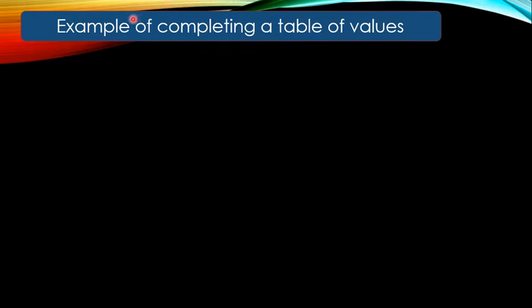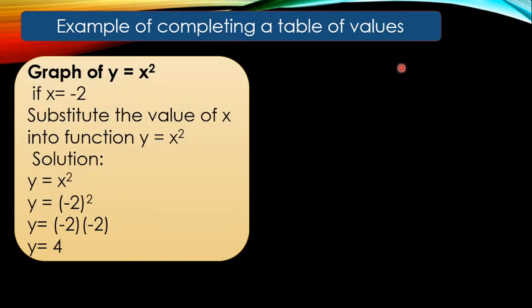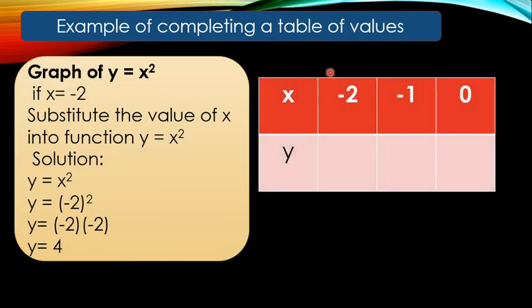Now here is an example on how to complete the table of values of a quadratic function given y is equal to x squared and this table. What if the value of x is negative 2? What will be the value of y? So here is the solution. You're just going to substitute this x into the function here. So we use negative 2 for our first value of x. So we have negative 2 squared, negative 2 times negative 2, we get positive 4. And after you solve for the value of y, just put it here. So the first ordered pair that we have is negative 2, comma, positive 4.